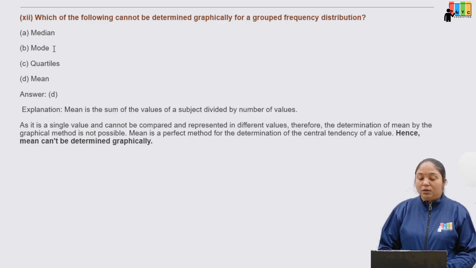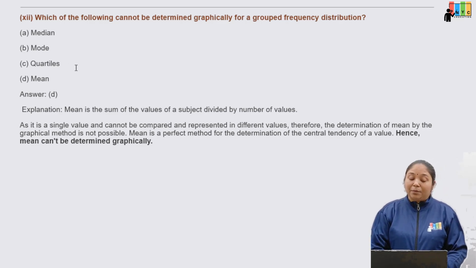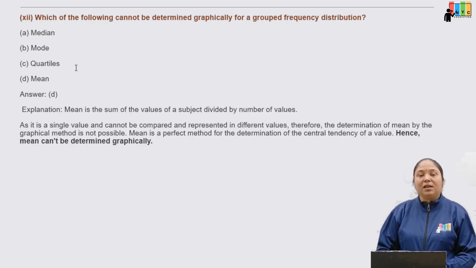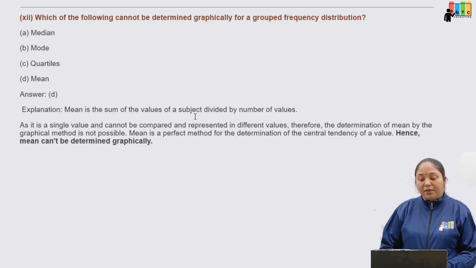Mode you can find out with a set of data, quartile also with a set of data. So median, mode and quartile can be shown graphically, but mean, what is mean? Mean is only a single value. A single value you cannot show graphically. What is mean? Mean is the sum of the values of a subject divided by the number of values. That means you get one value which cannot be determined graphically.